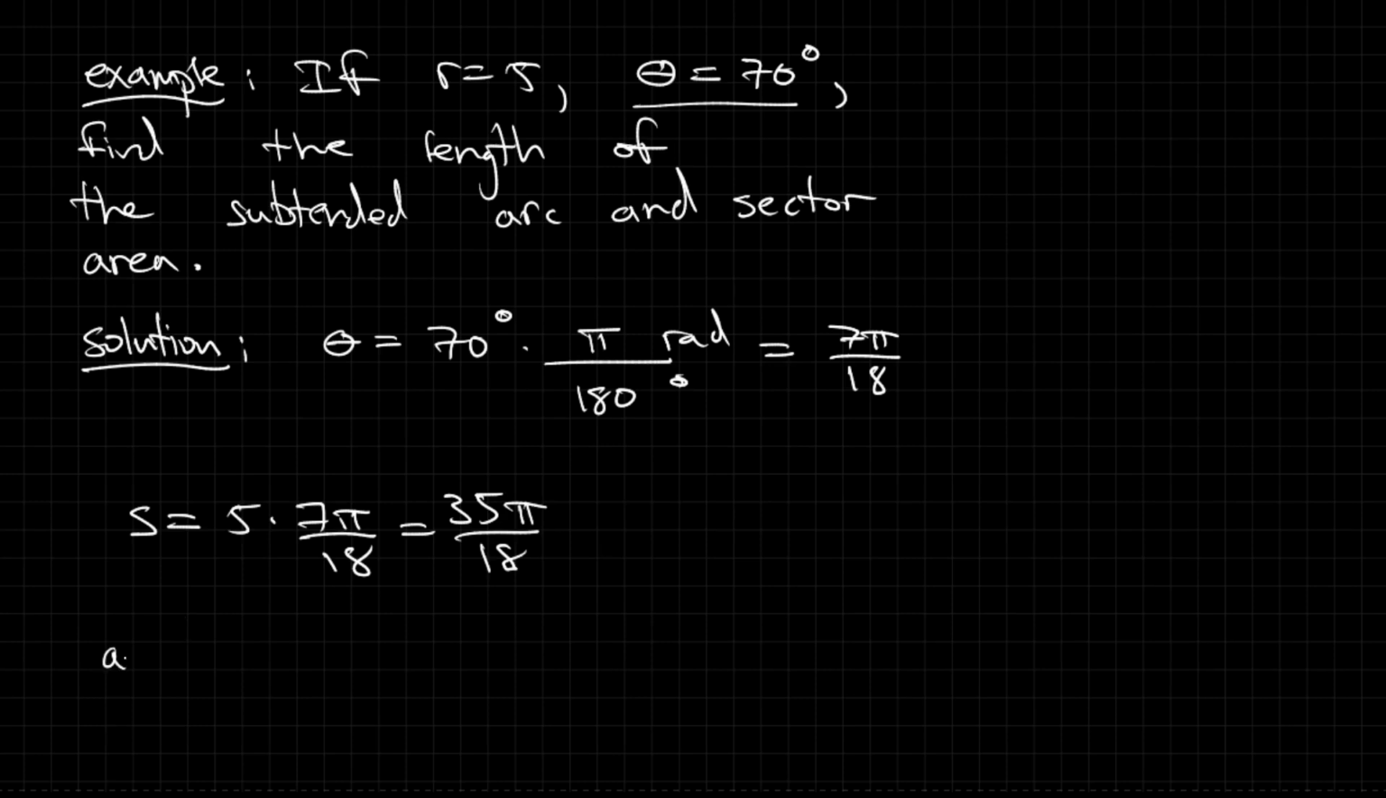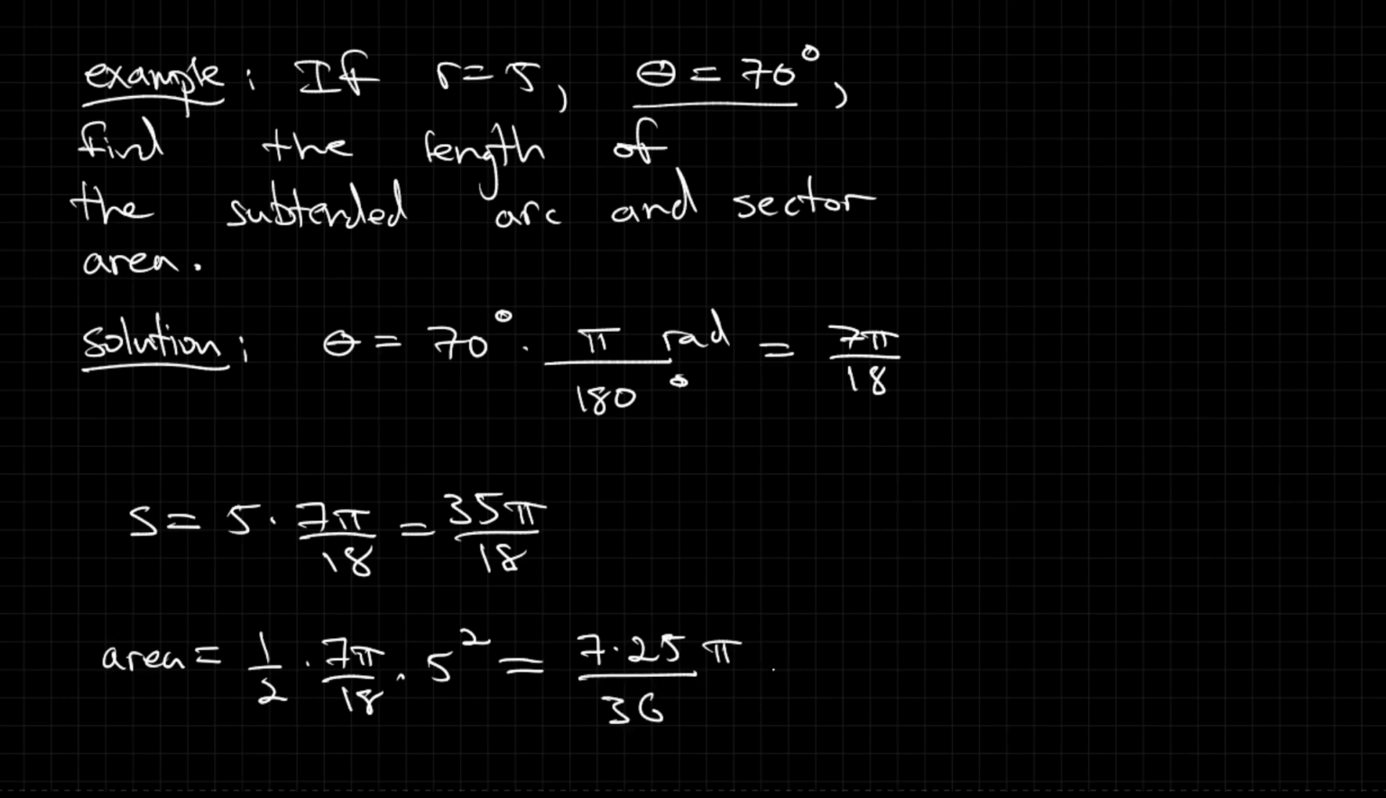And the area of the sector would be 1/2 theta, which is 7 pi over 18, times r squared, which is 5 squared. So we would have 7 times 25 pi divided by 36, which would be 175 pi over 36, which of course you could get a decimal representation if you wanted.